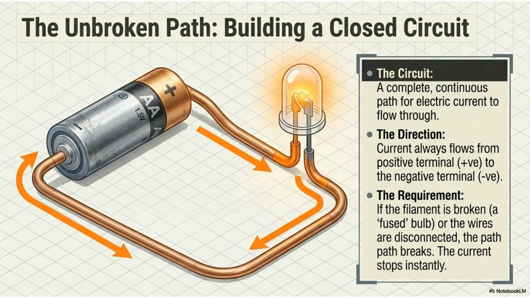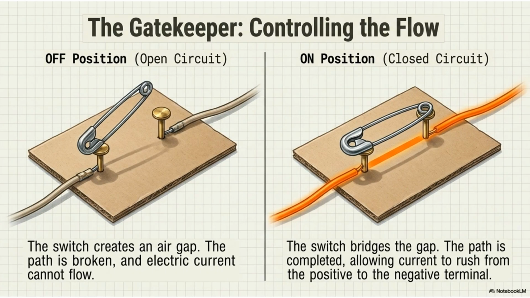Electricity requires an unbroken path to flow, which we call a closed circuit. Current moves from the positive terminal to the negative. If a wire is disconnected or a bulb is fused, the path breaks and the current stops instantly. A switch acts as our gatekeeper. When it's in the off position, it creates an air gap that stops the flow. When closed, it bridges that gap, allowing the current to travel through the circuit.